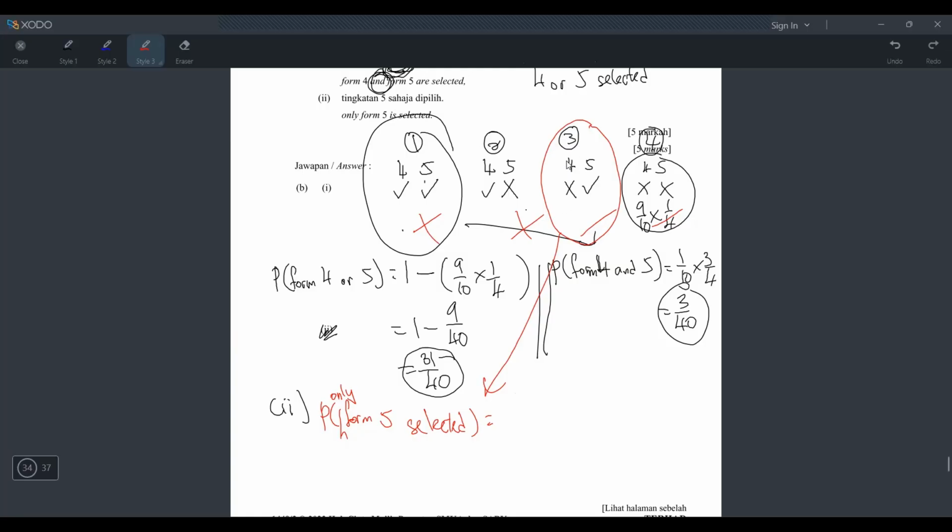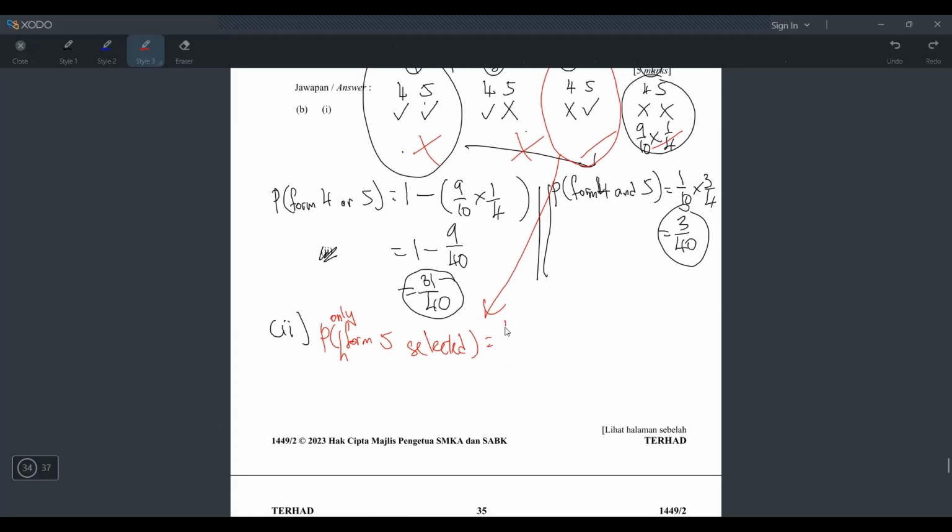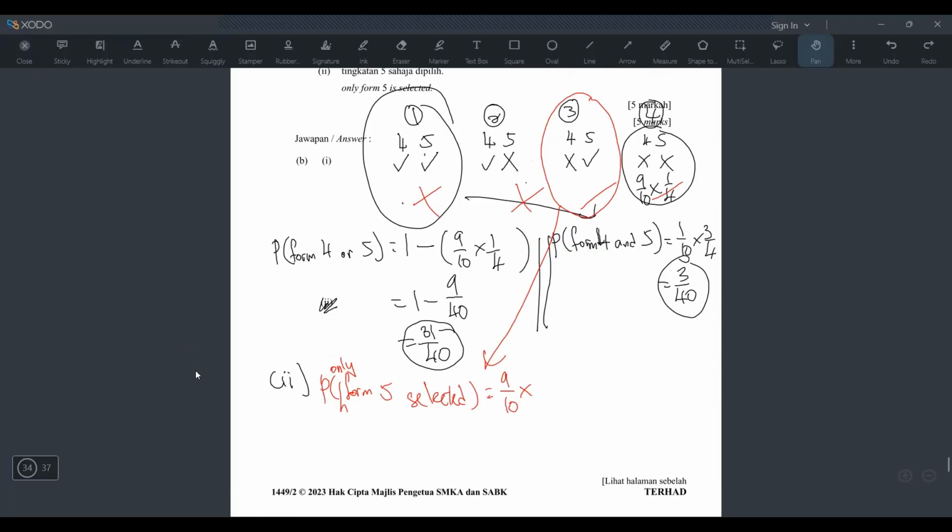We will take the probability of from 4 not selected. What is from 4 not selected? From 4 selected is 1 over 10, so not selected is 9 over 10, because 1 minus 1 over 10.